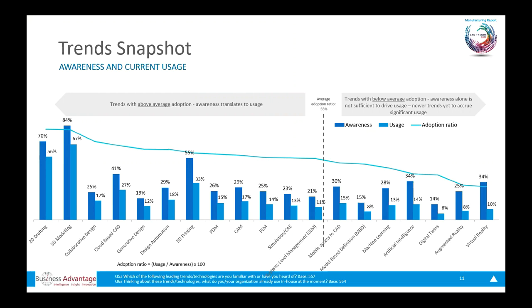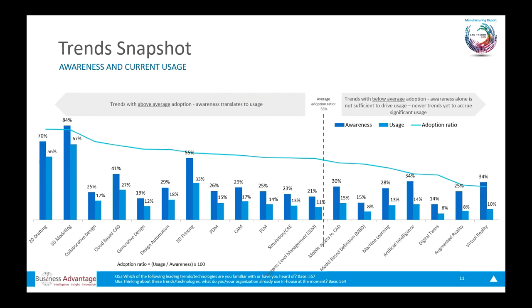The dark blue column shows awareness. Which of the following are you familiar with? The light blue bar shows current usage. Which does your company already use in-house at the moment? The light blue line shows adoption. Adoption is defined as usage as a proportion of those aware of a particular trend or technology. This enables us to see where awareness does and does not lead to current usage.